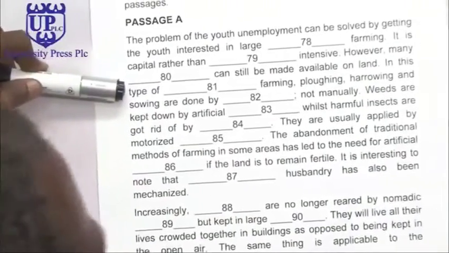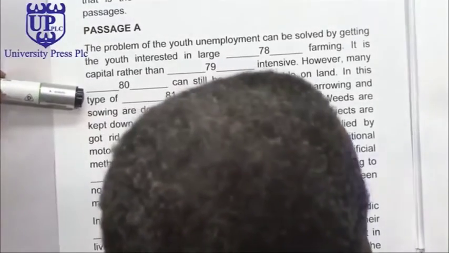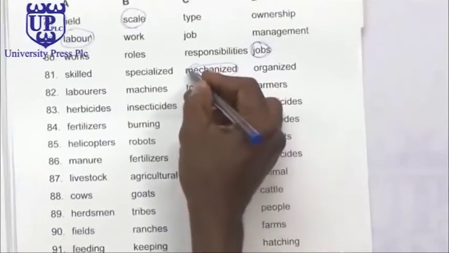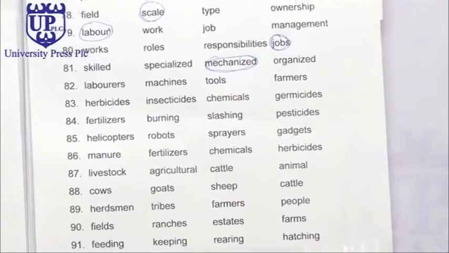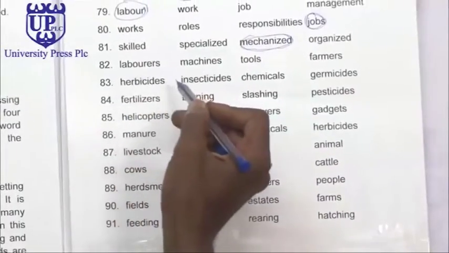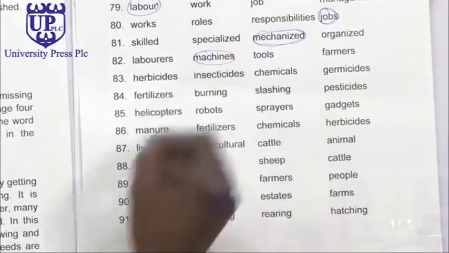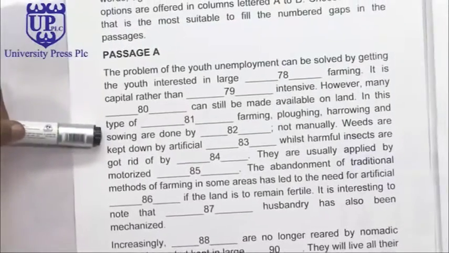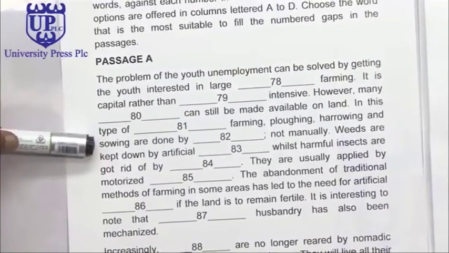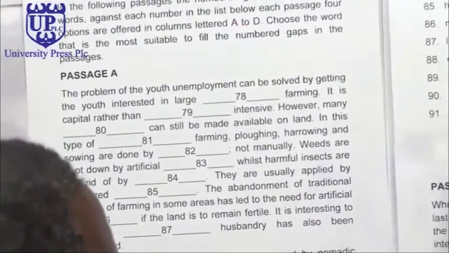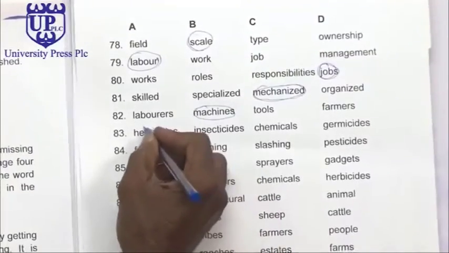In this type of dash farming, what type of farming is that one? Let's look at it. Mechanized farming, using machines now. Plowing, harrowing, and sowing are done by laborers, no, by machines, of course, not manually. Weeds are kept down by artificial what? Herbicides. Herbs, you remember?